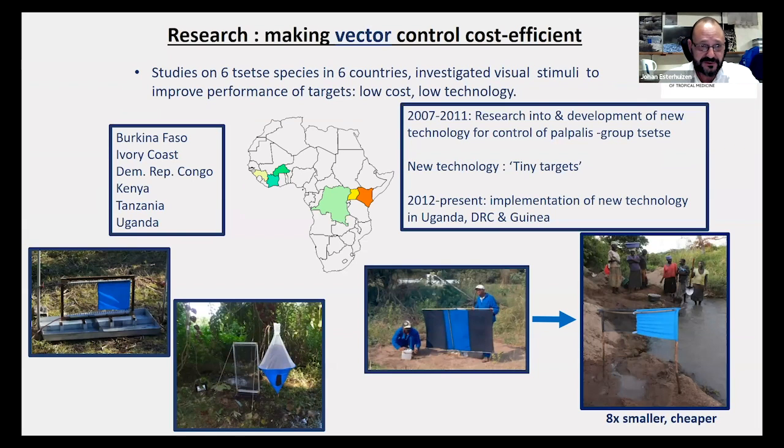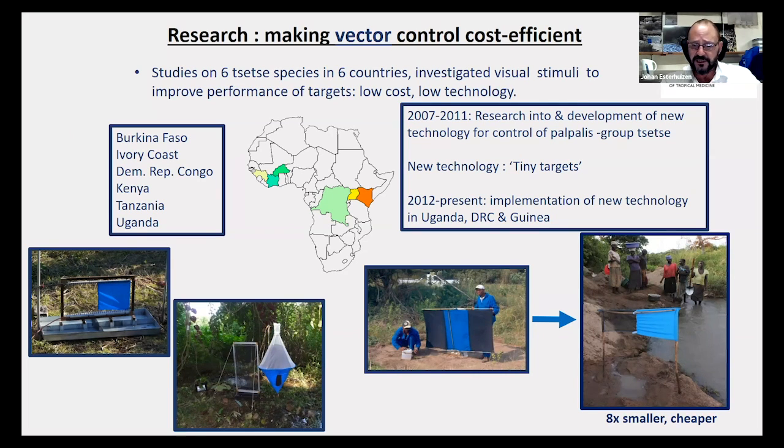Okay, so how did we make tsetse control cost efficient? The project that I did with Liverpool School of Tropical Medicine was a combined project that we worked on 6 tsetse species in 6 African countries, and we investigated visual stimuli to improve the performance and the cost of targets. The idea was to get a low cost and low technology method of control.